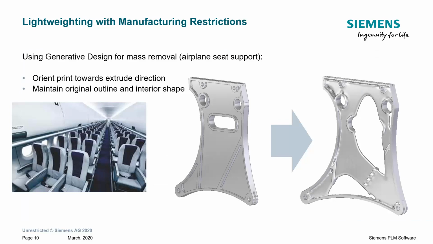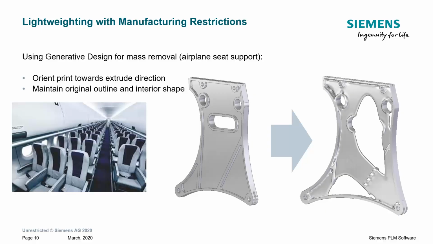We can also do lightweighting with manufacturing restrictions. What this means is we're going to design or orient the direction and orientation of the actual print process itself. We can also protect certain areas that maybe we'll machine later on. So this can be a combination of both additive and subtractive manufacturing processes coming together to produce an acceptable part.